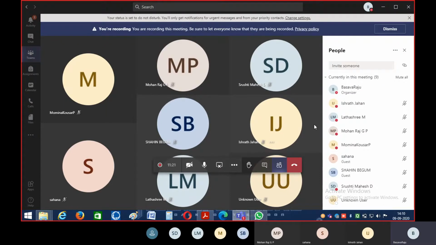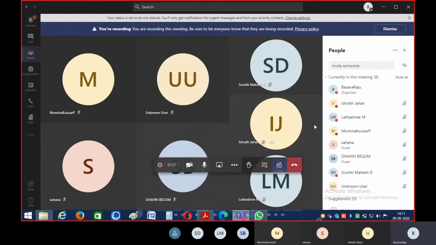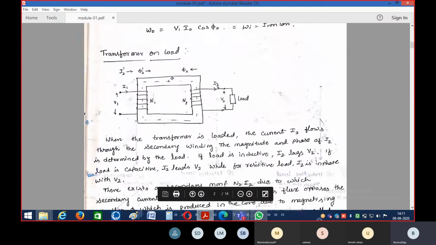Actually, in the previous classes, we reviewed some topics about the transformer construction, and we discussed the principle of operation and the EMF equation, right? That is the introduction class. And in the next classes, we discussed the transformer on no load, that is, the operation of the transformer both on no load condition as well as load condition. Both topics we discussed, right? Yes or no?